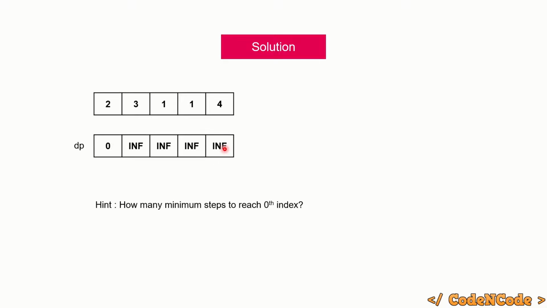We don't have to do any steps. We don't have to make any move to reach index 0. We are directly starting from that point. So the number of steps required are 0.